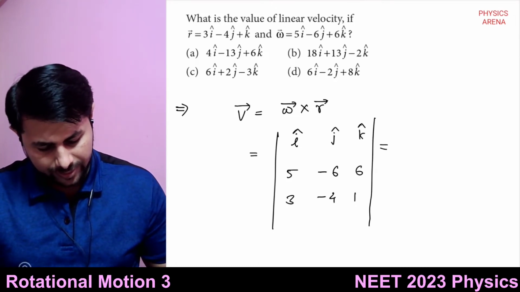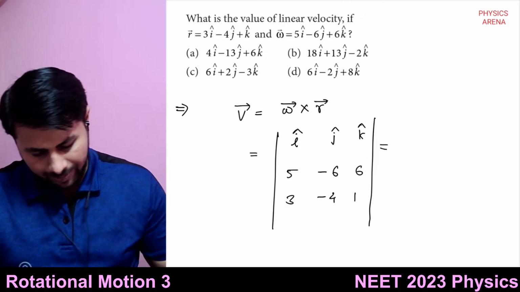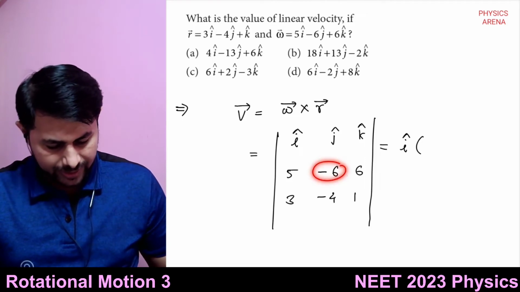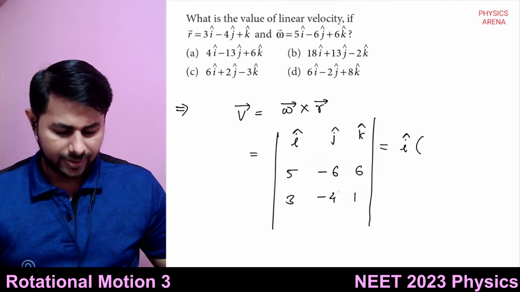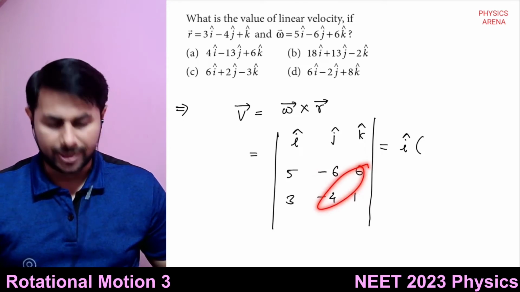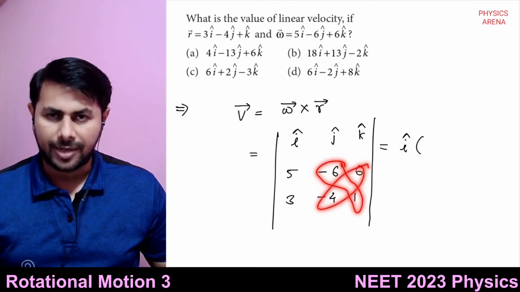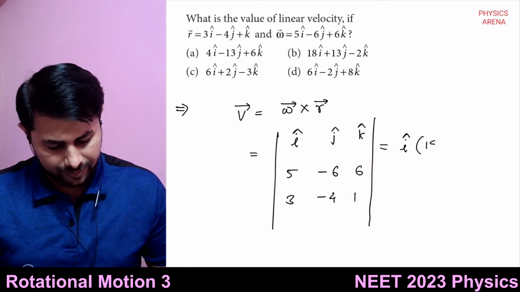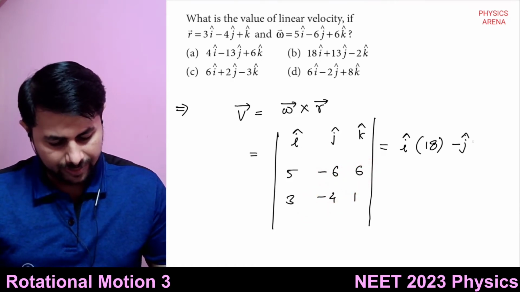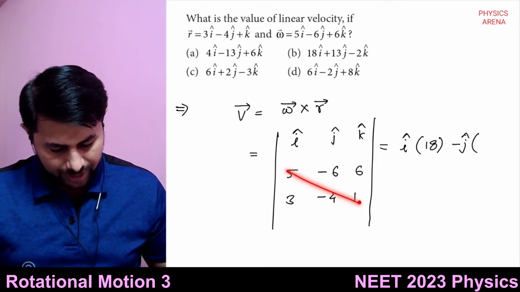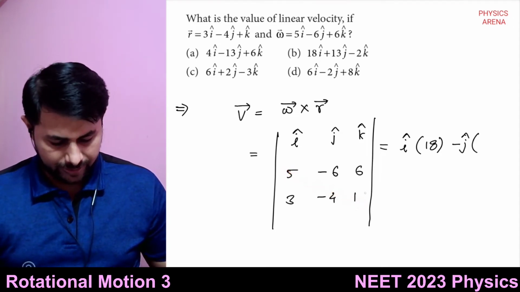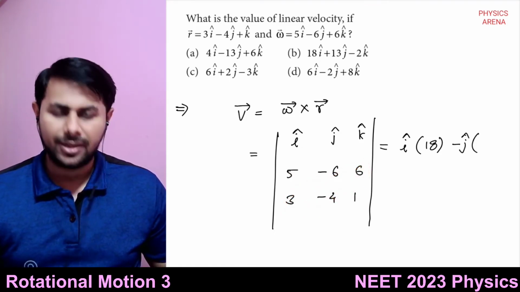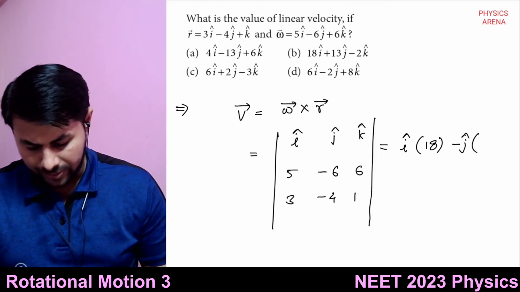So let's solve this. This is simple. This i cap multiplied by minus 6 times 1, minus 4 times 6. So that will become plus. So minus 6 times 1 is minus 6, plus you have 24. So that is 18, right? Minus j cap multiplied by this thing multiplied by this thing. So 5 times 1 is 5, minus 6 times 3 is 18. So 5 minus 18 is 13. Okay, minus 13.